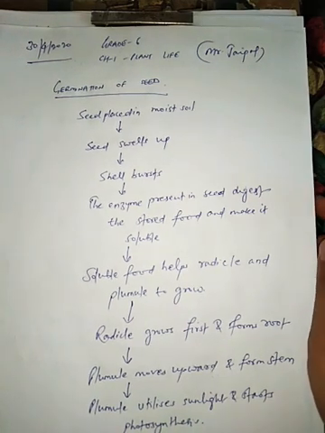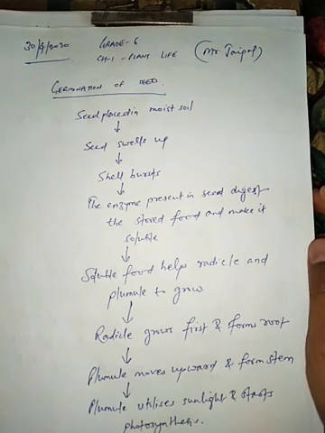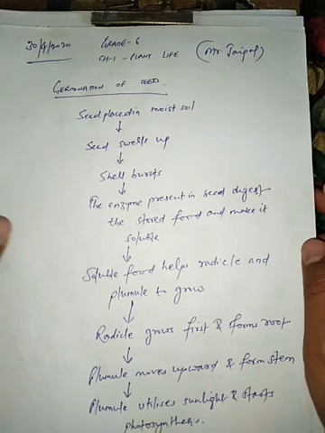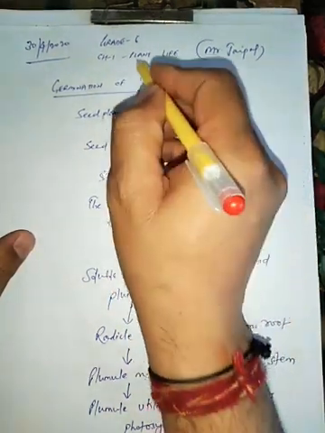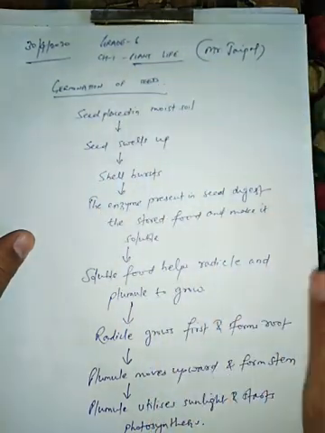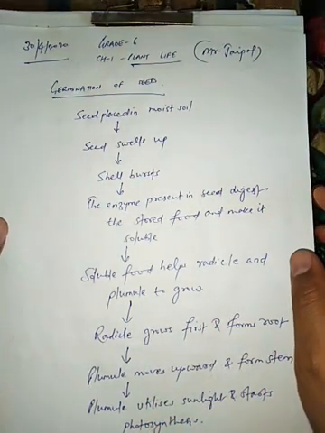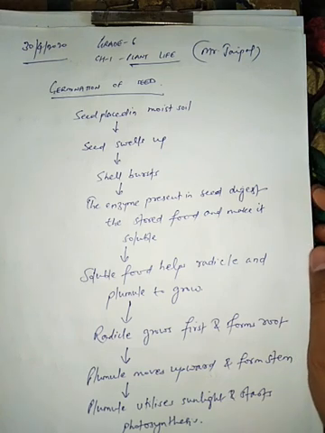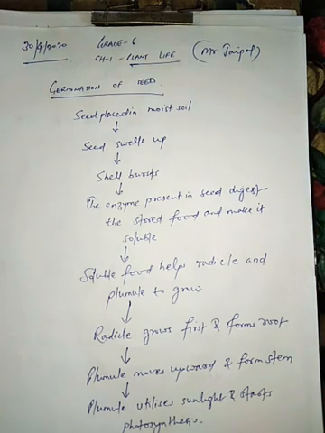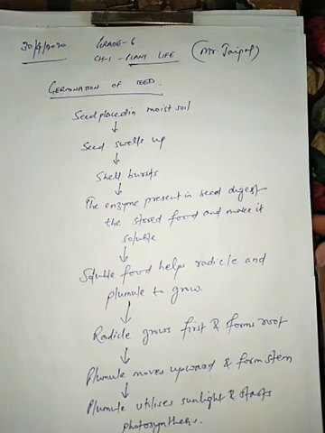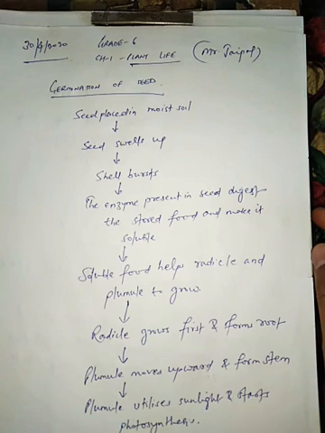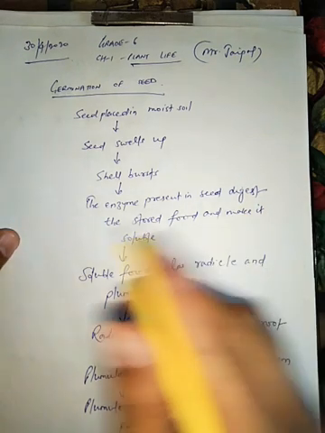Today, we are going to discuss the first chapter of class 6th biology, that is plant life. For today, our topic is germination of seed. Now, students, today we are going to discuss three topics: germination of seed, structure of seed, and structure of fruit. One by one, we will discuss these topics. So, today, our first topic is germination of seed.